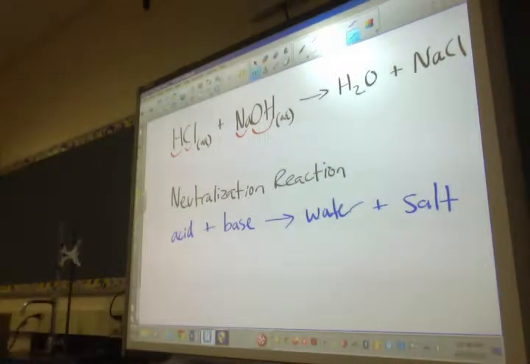Now in this example, the salt is like the common term for salt, NaCl. But salt really just means any ionic compound. So, you know, it could be calcium carbonate, could be lithium sulfide. This one happens to be NaCl.